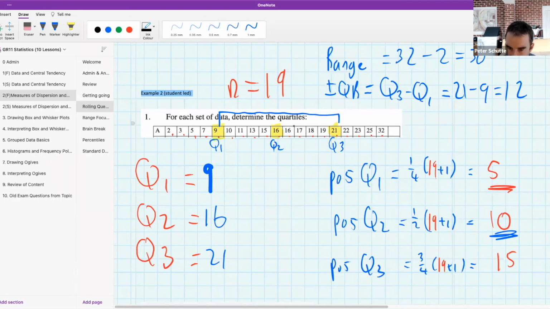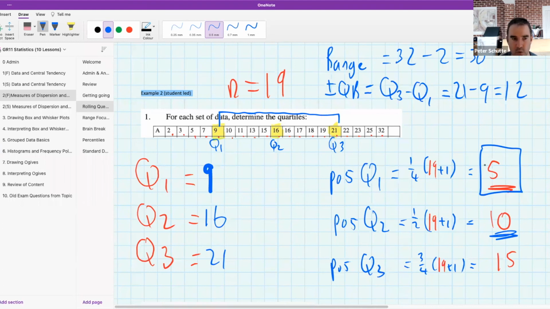Okay, Leleta has asked how you got 9 for question 1 because I got 8. This is very important and it's a great question, Leleta. Up till now, I've been finding the Q1 between the two numbers. What's very different to last time is the position of Q1 is no longer a fraction. It's not 5.5, it's a whole number.